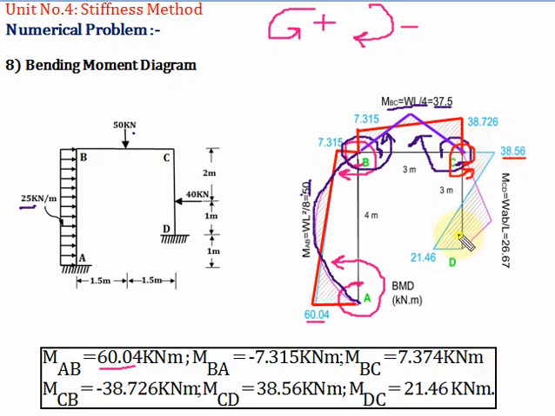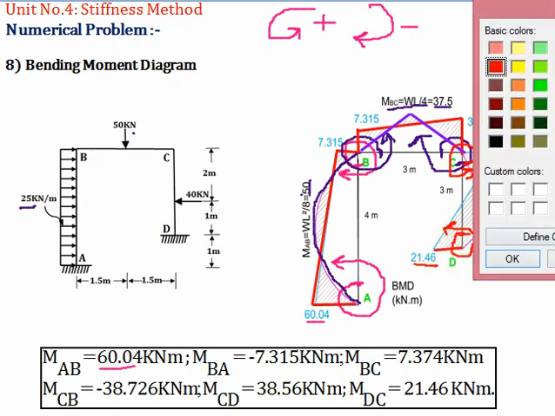Now the next moment, in member DC, is what? 21.46. It is rotating in anti-clockwise direction. So I will rotate the joint D in anti-clockwise direction. Okay, now 21.46 is on the left hand side of the DC. Okay, now here we'll connect this by a straight line.